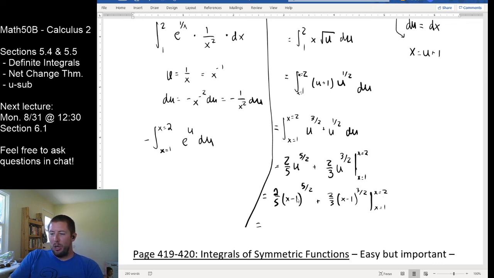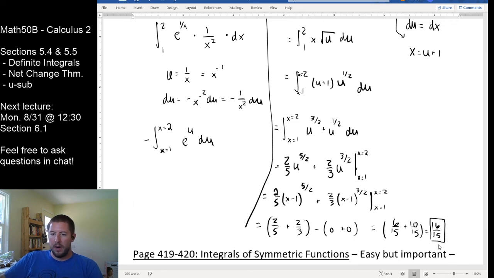When you plug in x equals 2 into each of these values, 2 minus 1 is 1, 2 minus 1 is 1, 1 to these funky powers is just 1. So I'm really just getting for my answer here 2/5 plus 2/3, and then minus 0 plus 0. And so what are we getting here? 15ths. So 6/15 plus 10/15 is 16/15. I think that is what I'm looking at right there.